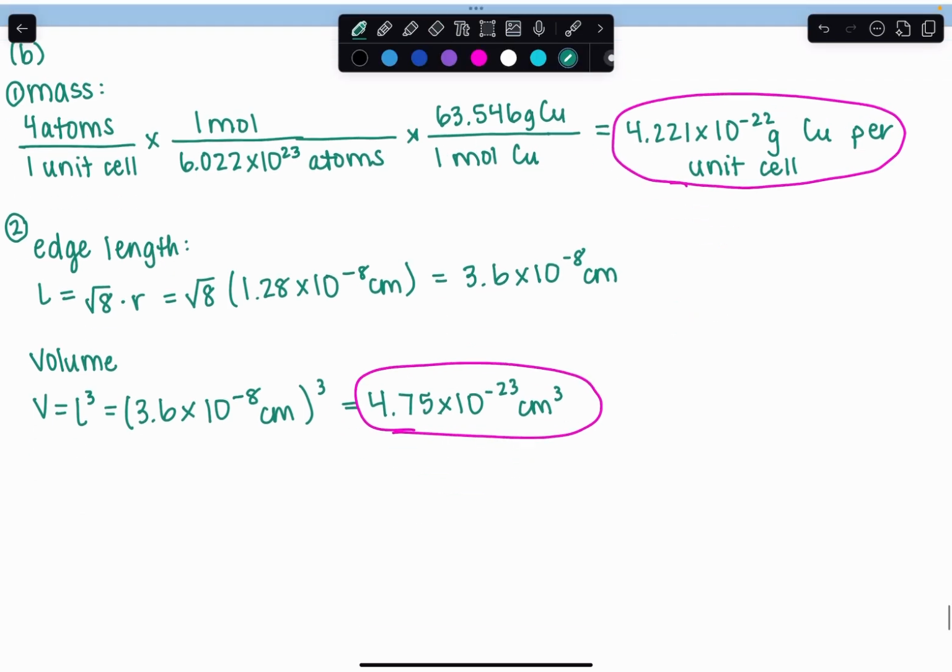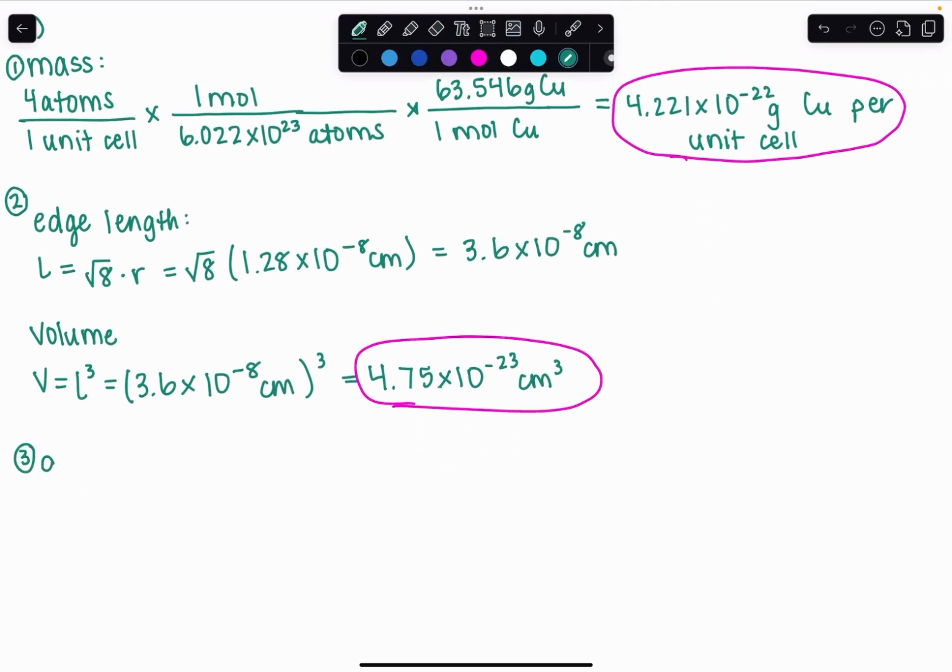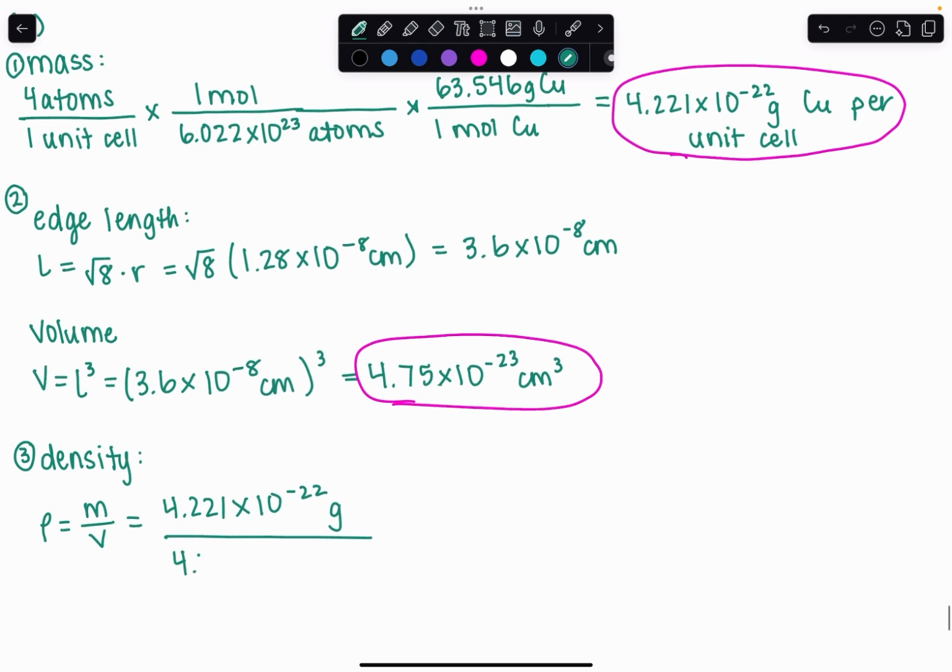I'll just do it below actually. Where it is mass over volume, it is 4.221 times 10 to the negative 22nd grams divided by 4.75 times 10 to the negative 23 centimeters cubed. If you calculate that, you should get 8.89 or 8.90 grams per centimeter cubed. So that is our final answer here.